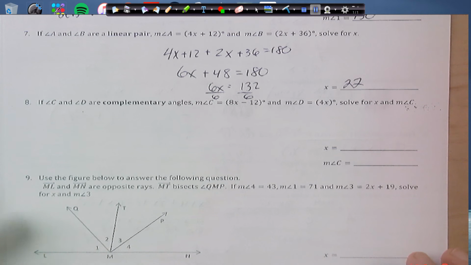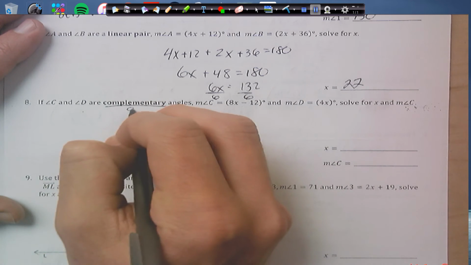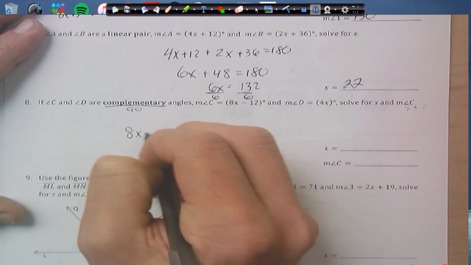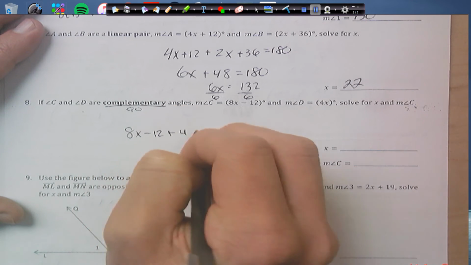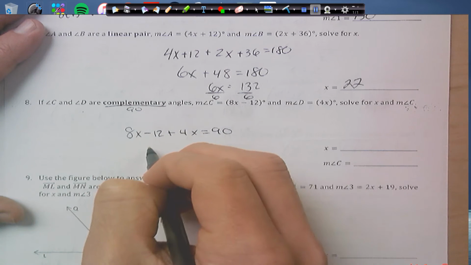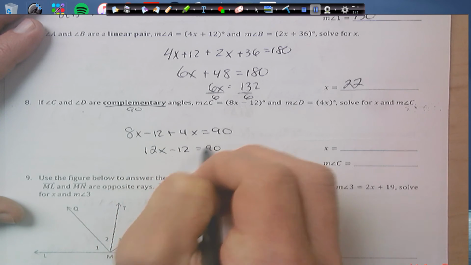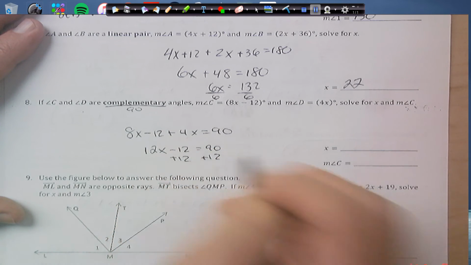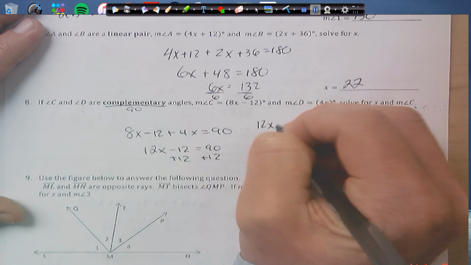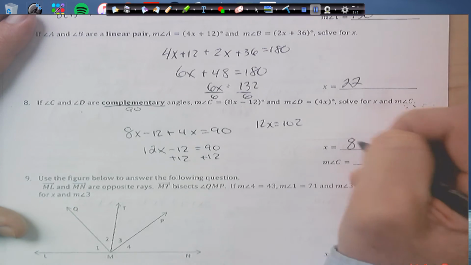C and D are complementary angles. Solve for x and then C. Well, we basically know complementary means they add up to 90, so we just do 8x minus 12 plus 4x equals 90. Combine like terms, 8x and 4x is going to give you 12x minus 12 equals 90. Add the 12, and we get 12x equals 102. And I'm going to go ahead and use my calculator. We get 8.5 for x.